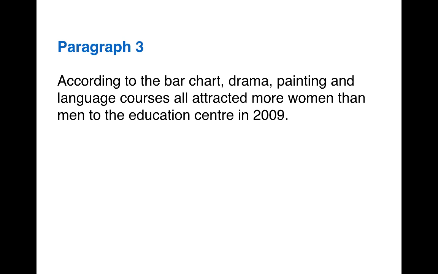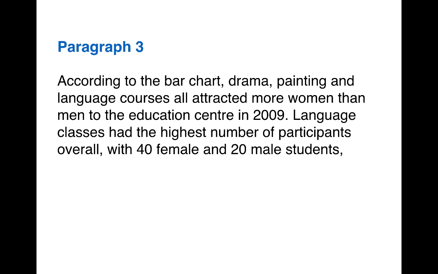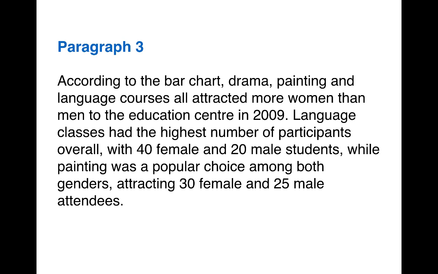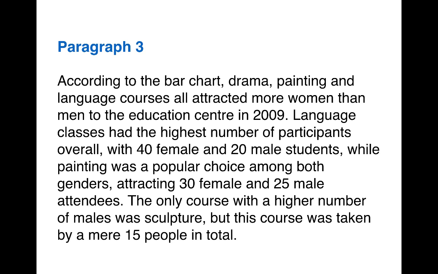Then moving on to get some figures in here. Language classes had the highest number of participants overall, with 40 female and 20 male students. There's a comma at the end, so I'm carrying on. While painting was a popular choice among both genders, attracting 30 female and 25 male attendees. Last sentence. The only course with a higher number of males was sculpture, but this course was taken by a mere 15 people in total.